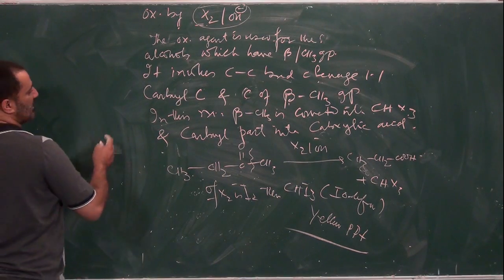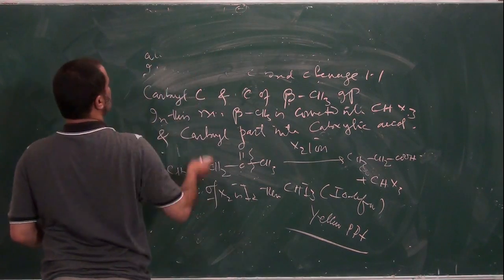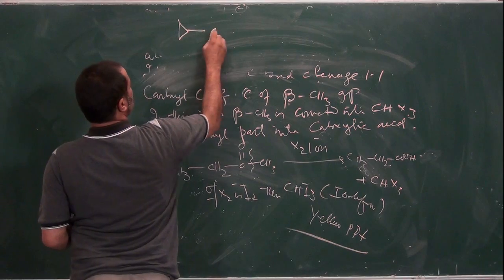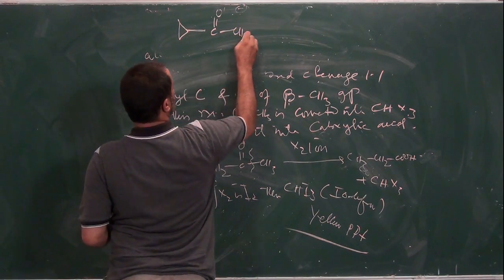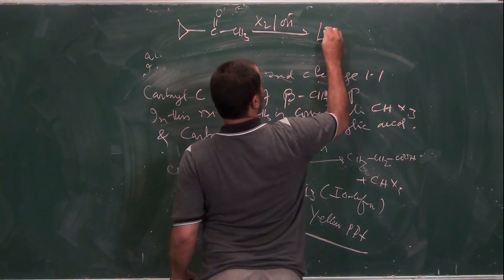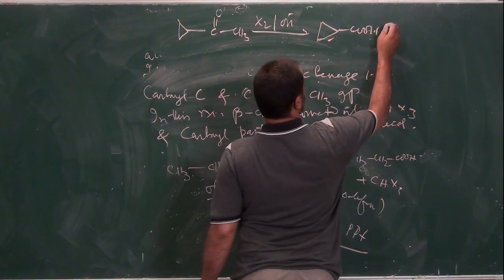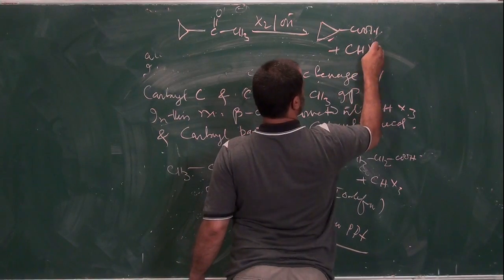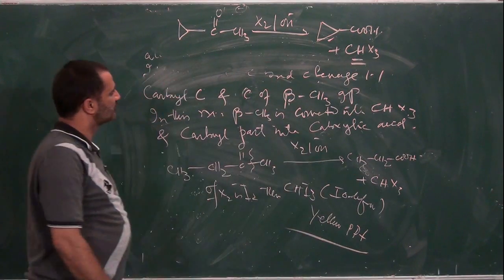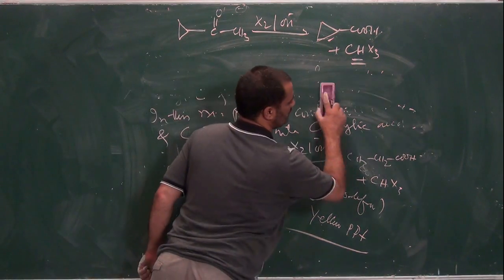Simple, one more example I can give. In presence of X2 and OH negative, plus CHX3. This is the haloform reaction. This is a very, very important oxidation.